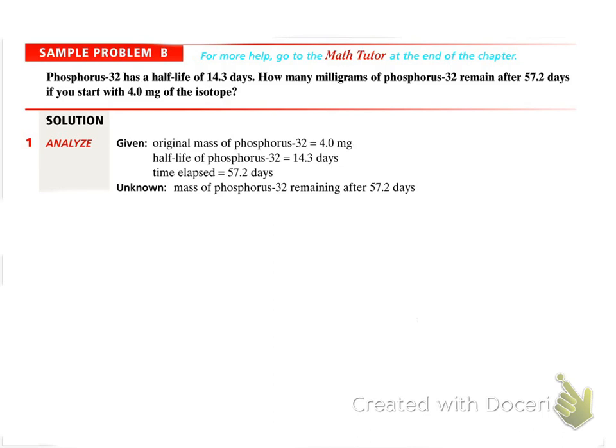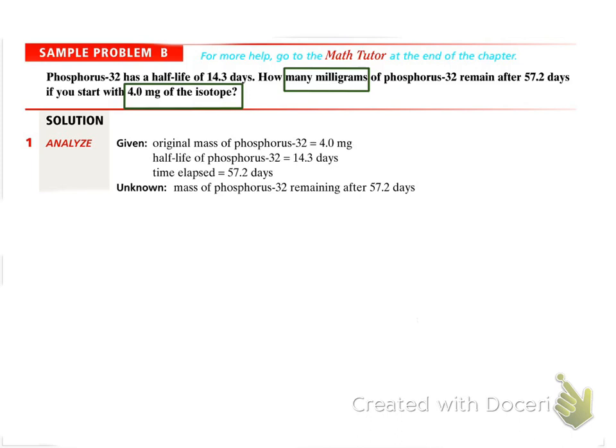Okay, so let's look at this sample problem. It says phosphorus-32 has a half-life of 14.3 days. How many milligrams of phosphorus-32 remain after 57.2 days if you start with 4 milligrams of the isotope? Our starting mass is 4 milligrams. We don't have to convert it into grams, because the problem is asking how many milligrams will remain, so we can keep that the way it is.